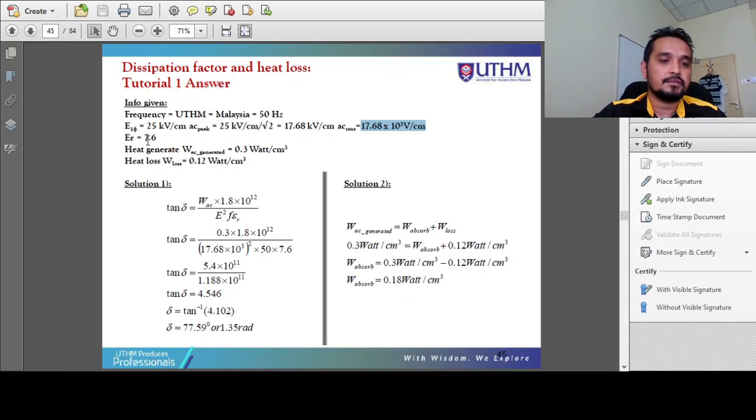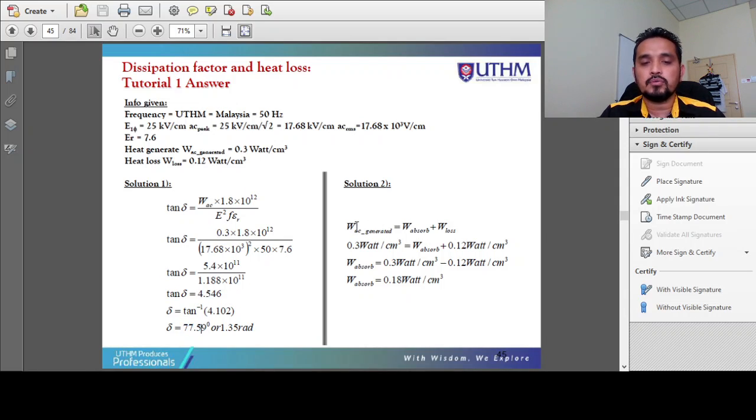Then we have the relative permittivity. Heat generated is 0.3 and heat loss is 0.1. We plug in the values, and that will give you tan delta of 4.5. At this point we need to convert into degrees. Just use the calculator and you can convert it to about 77.5. We can also express it in radians, but the question asks for degrees, so the answer will be 77.